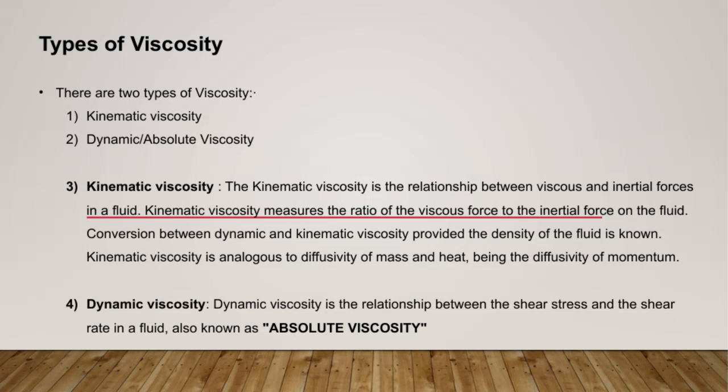Now, let's explore the two main types of viscosity. First, we have kinematic viscosity. This measures how viscous a fluid is in relation to its inertia. Essentially, it tells us how easily a fluid flows when viscous and inertial forces are at play. Think of it as the ratio between the viscous force trying to slow the flow and the inertial force trying to keep it moving. If we know the fluid's density, we can convert between dynamic and kinematic viscosity, which is really useful in practical applications.